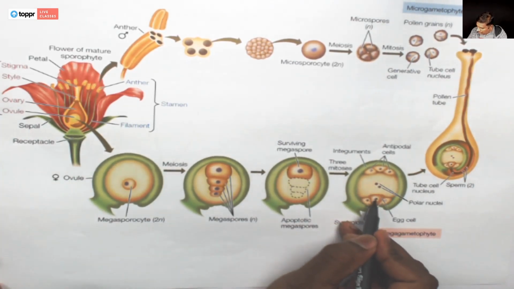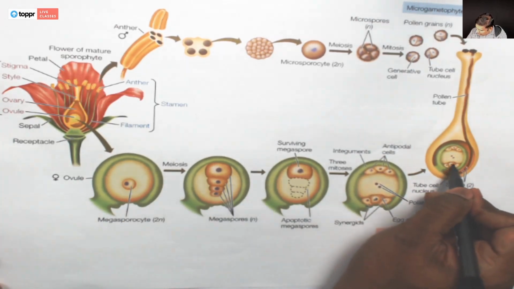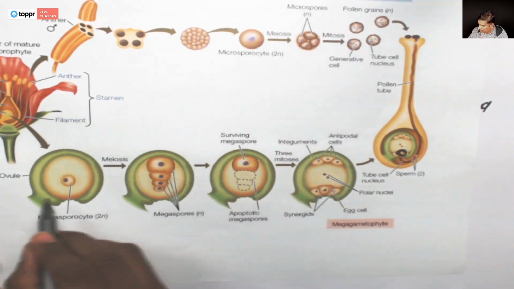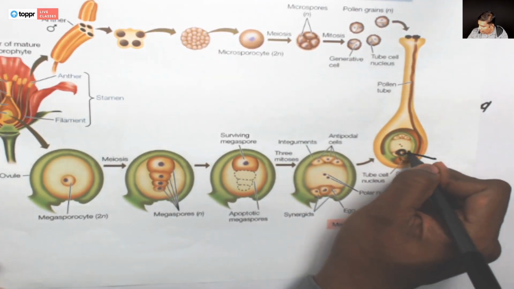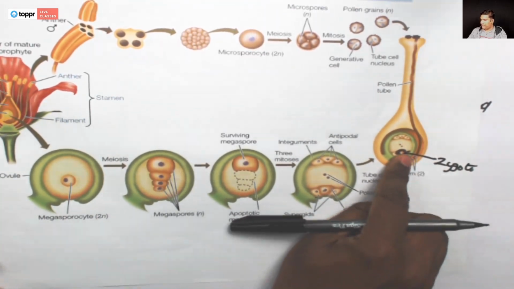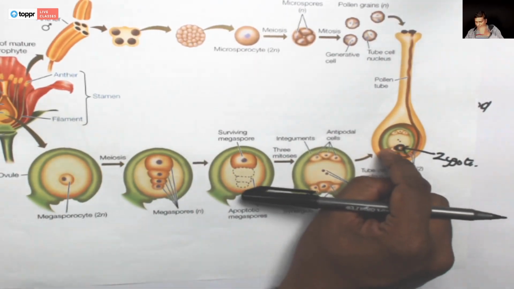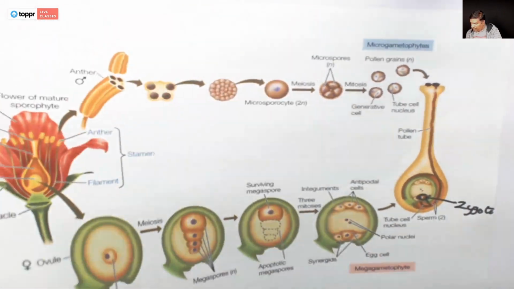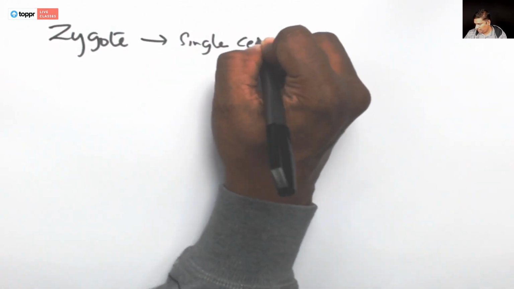So you have your egg cell here, and coming from there is your sperm cell or the pollen grain. Together they are forming the zygote here. The zygote is actually formed at the base of the flower. Now this zygote which is formed is initially single celled.